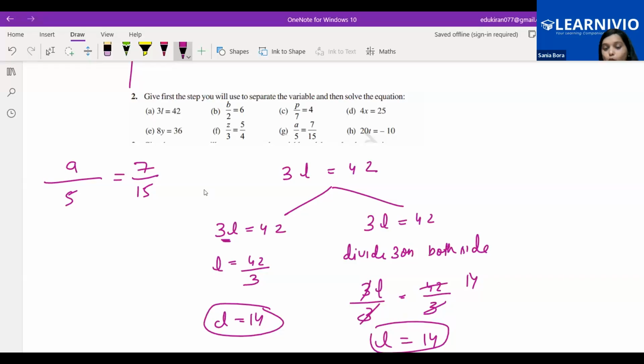Yes, ma'am. So whatever the variable is and whatever the relation is, here we do the opposite of it and here we write the opposite of it. Divide on both sides, multiply on both sides like that. Okay? Yes, ma'am.